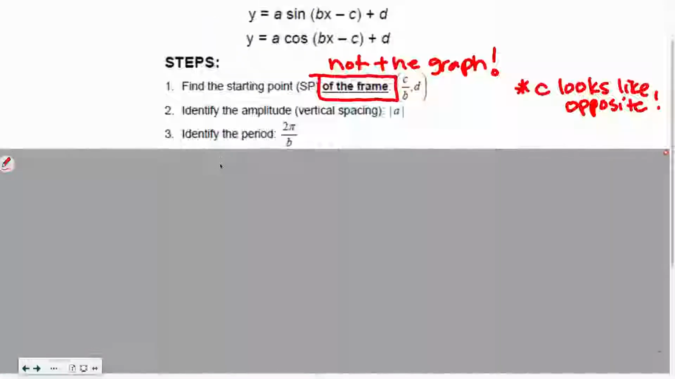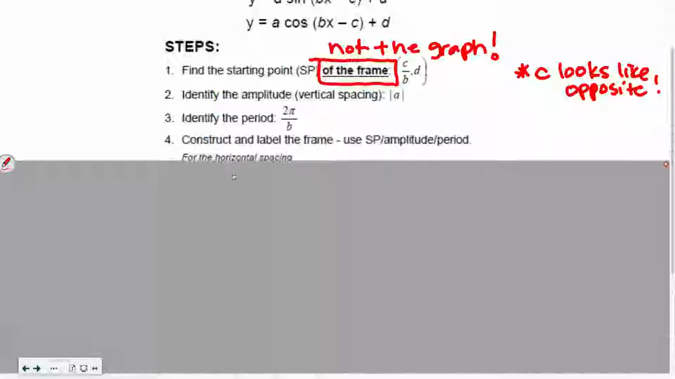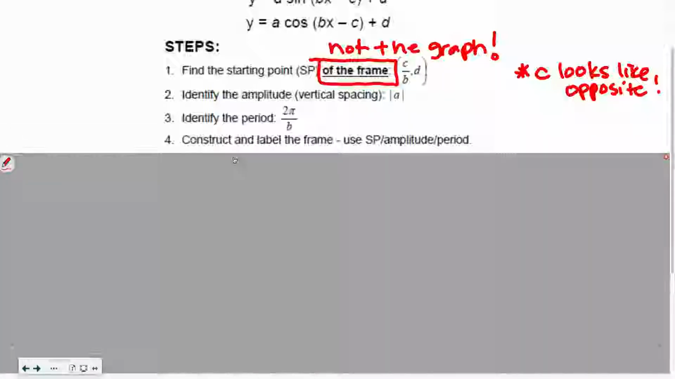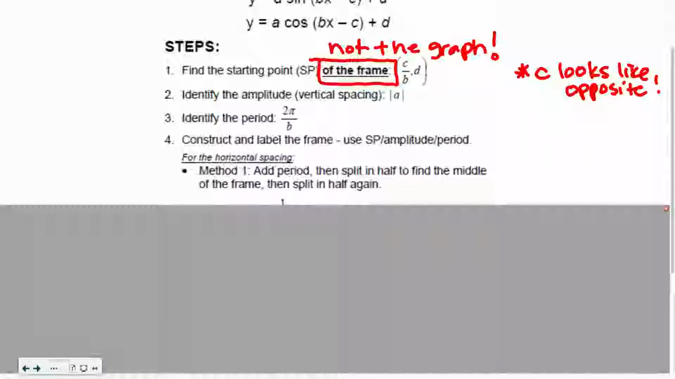Now, in step 4, we're going to build the frame. That's the previous slide where I said you don't have to write anything down, just see how it all comes together. We're going to mark our starting point. Building it vertically is really easy: just add and subtract your amplitude and find your highest and your lowest point. It's the horizontal piece that's usually the toughest for students. So I have 2 methods.